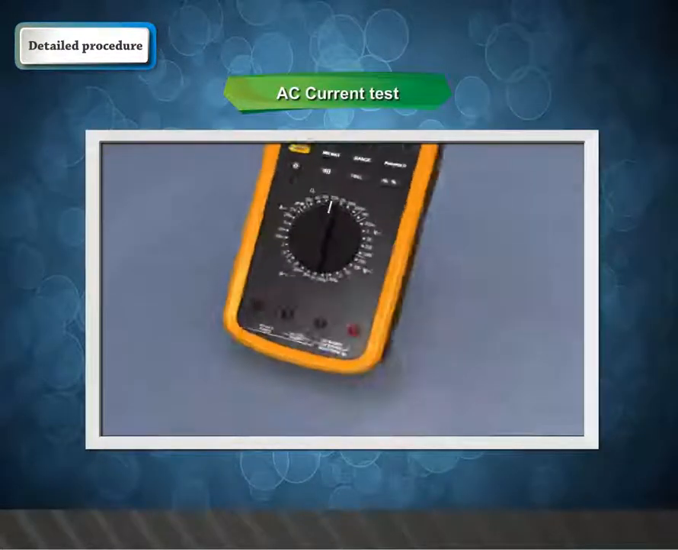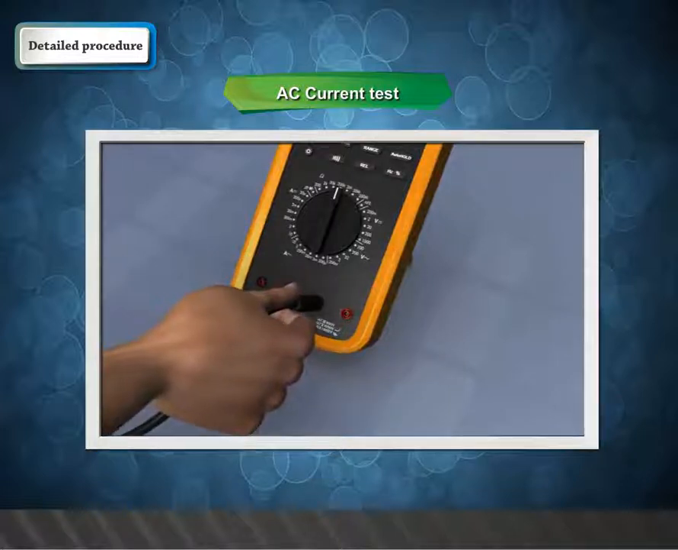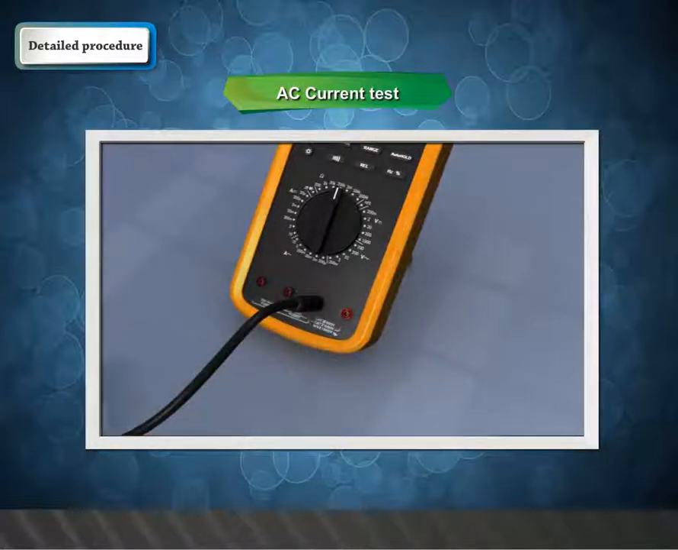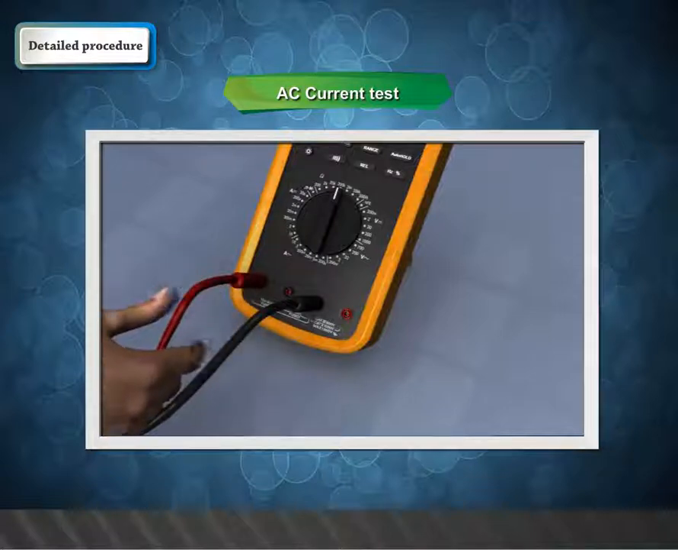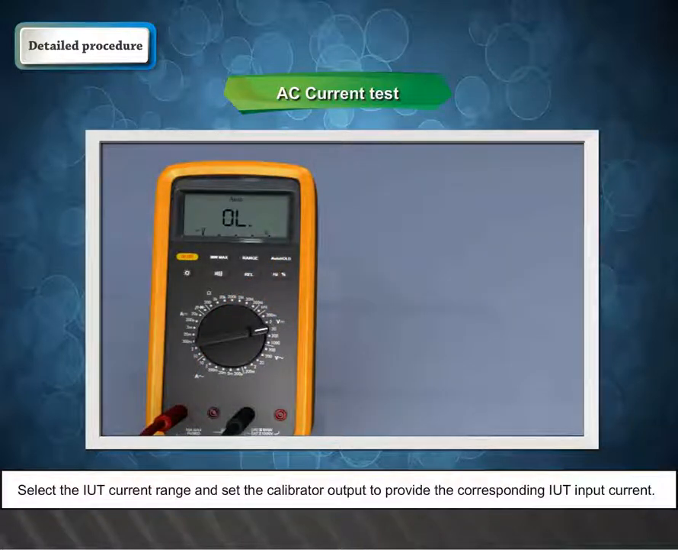AC current test. Connect the output of the calibrator to the current terminal and common input terminal on the IUT. Select the IUT current range and set the calibrator output to provide the corresponding IUT input current.